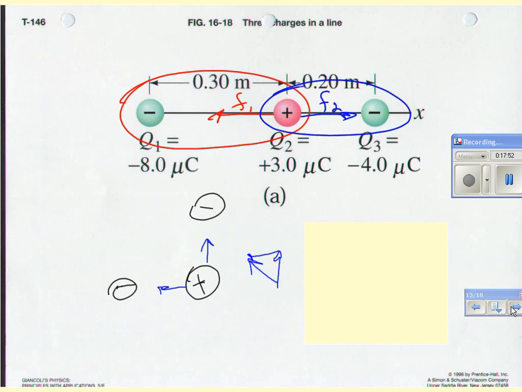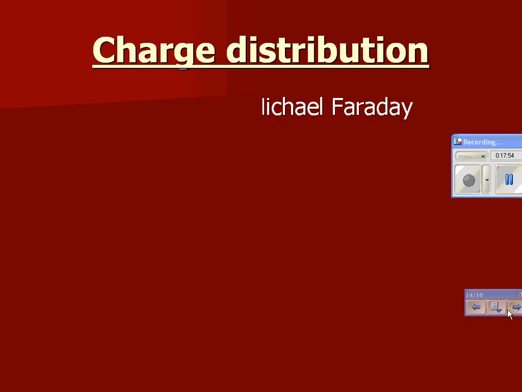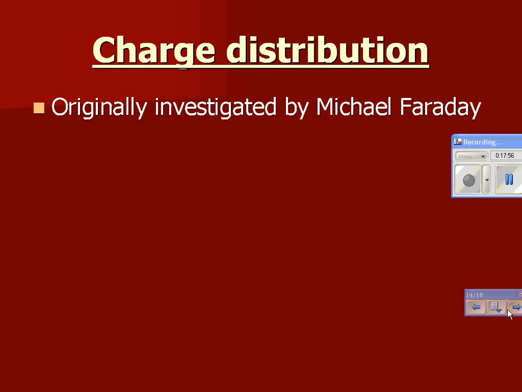Okay. Charge distribution. How is charge distributed on an object? This was investigated by Michael Faraday, great physicist, and discovered some basic fundamental laws of electromagnetism.